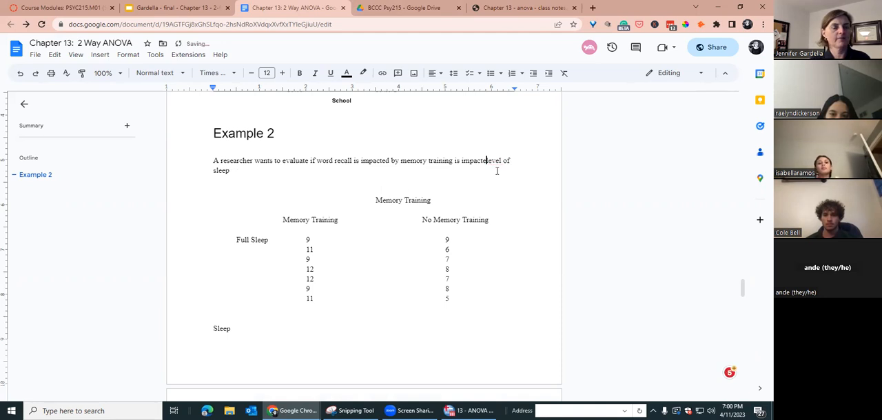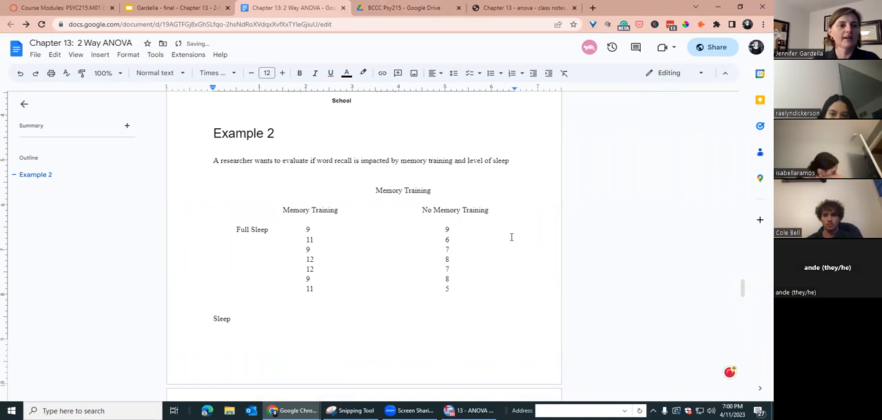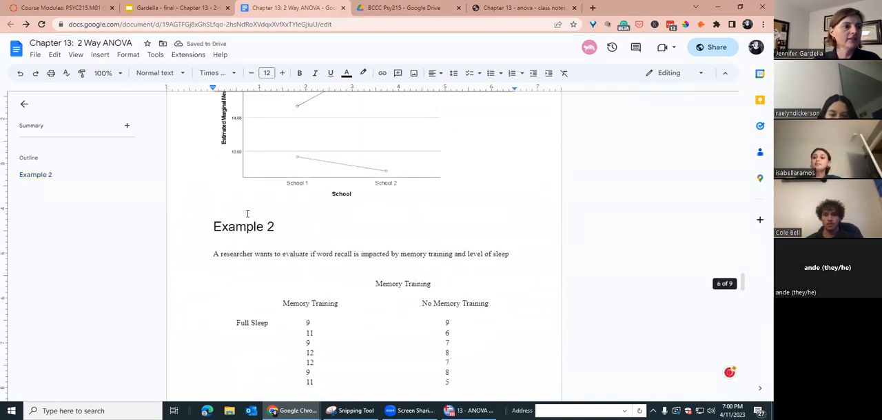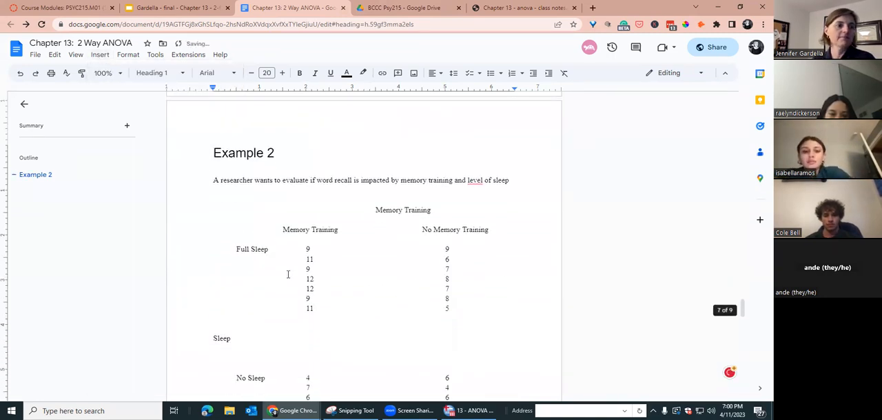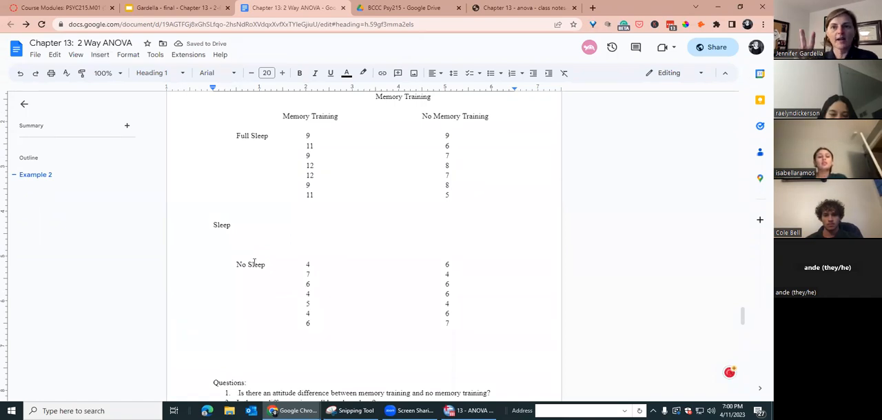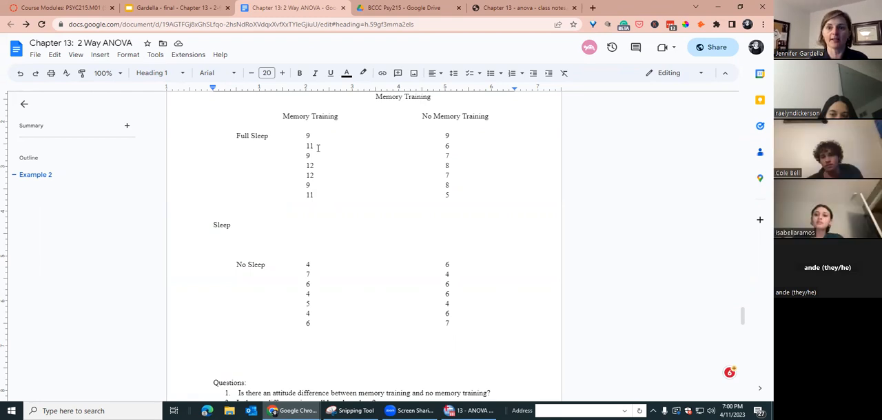Word recall by level of sleep. Okay, so let me just put this in its own page. Page break. Okay, so here again, 2 by 2. The internal numbers are the number of words an individual recalled. So they somehow put them in the conditions of no sleep and full sleep, memory training and no memory training.